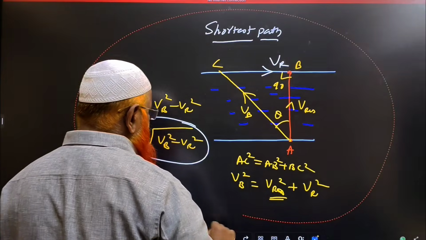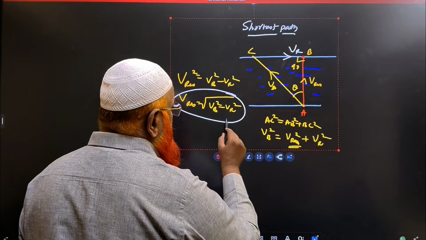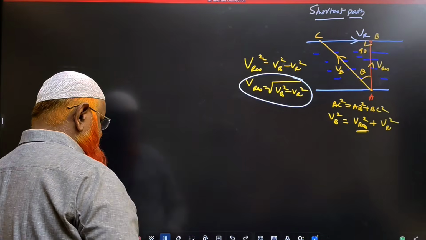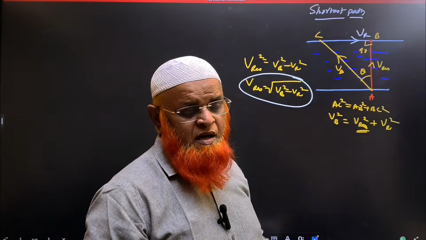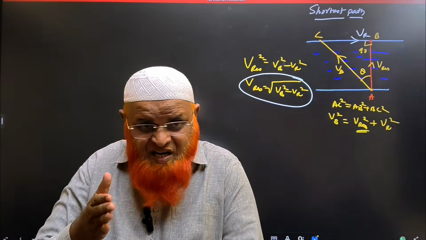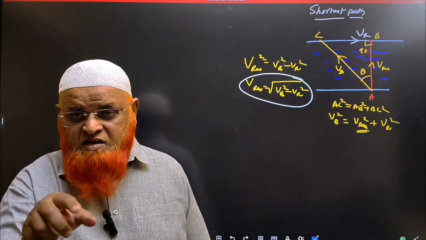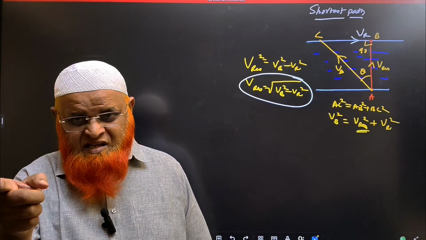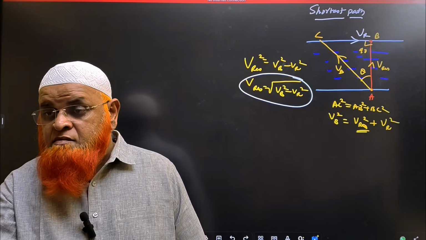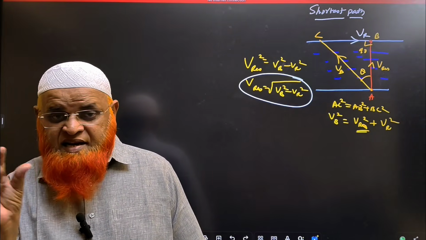If this is your resultant velocity, then what is the angle here? How much angle should your boat tilt from the actual position? It is a trigonometry idea: sin theta, cos theta, tan theta.